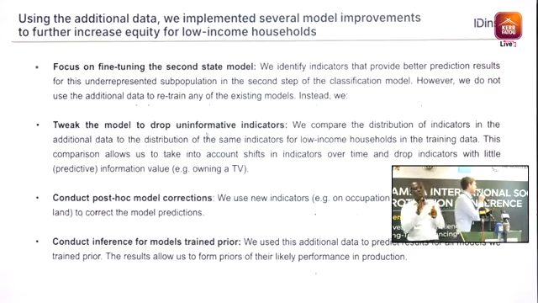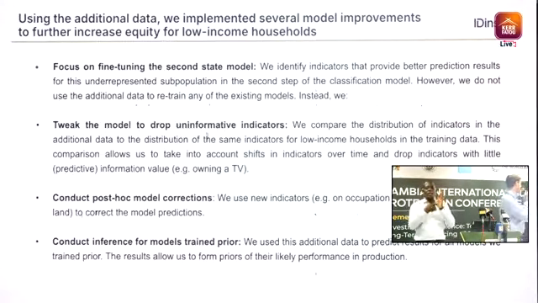Second one is that we can tweak the model. We can drop uninformative indicators. Not all the indicators have the same information across these income groups. In the higher income groups, for example, everybody would own a TV. Most in the high income group would own a car. So that information might not be relevant for the second stage models. We can really tweak those models to be more specific.